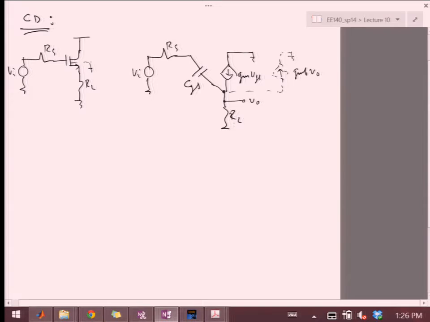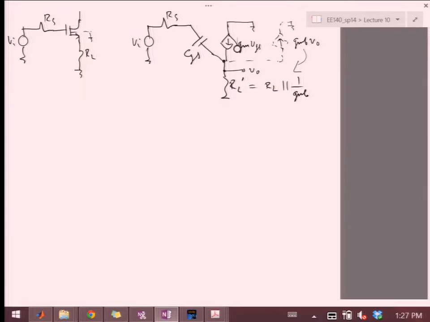But since V out is really here, and V out is also powering this current, this is equivalent to having some RL prime here, which is equal to RL in parallel with 1 over GMB. Because if I have a voltage drop of V naught over a current source that is GMB V naught, then the transconductance is GMB. So we're essentially lumping this effect right into this RL prime, and then we don't have to worry about that branch.